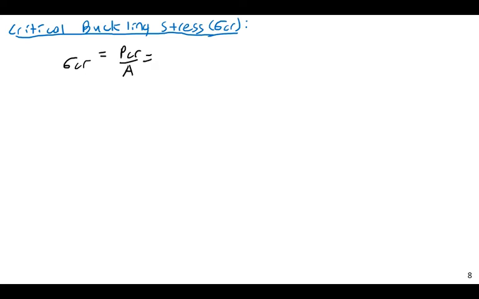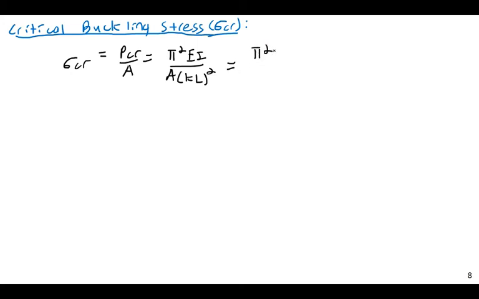In other words, I'm taking the Euler buckling equation and reinterpreting it in terms of stress. So what stress on this material will be required before it buckles? So let's work through the formula. Pi squared EI over A times KL squared. And, hey, I know something. Let's look at this.